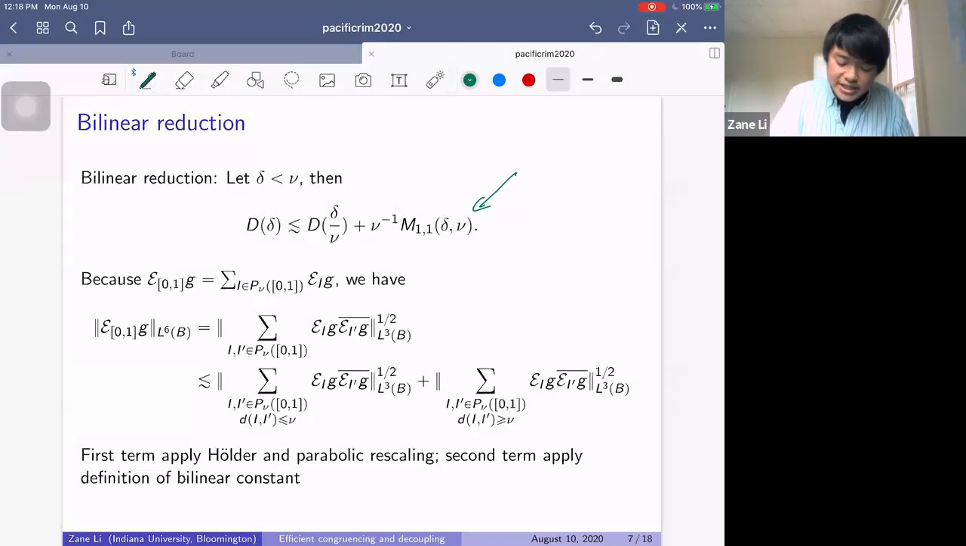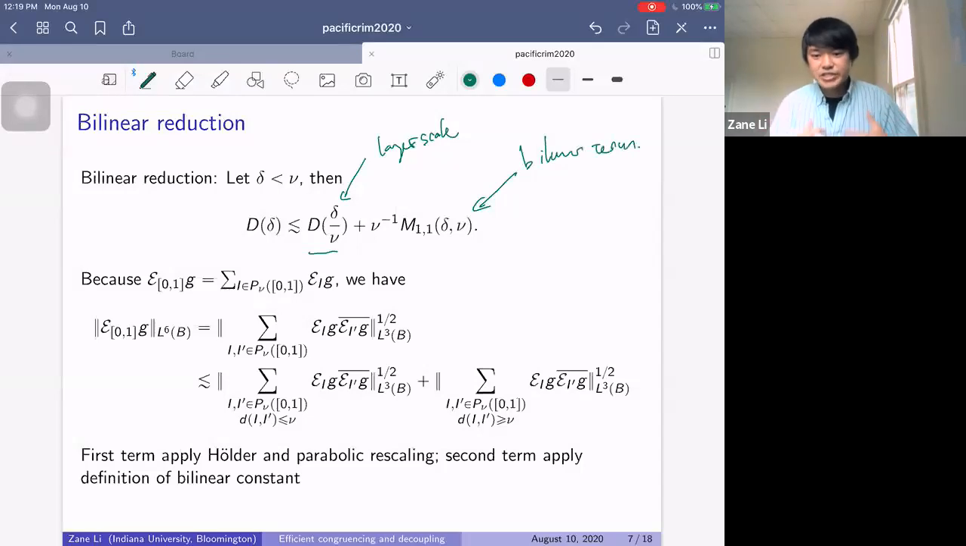So basically it says D of delta is controlled by two terms that are both advantageous. First, it's controlled by a term that is at a bigger scale. If this term was dominant, we went from delta to something bigger, and then we can just iterate this, moving to bigger and bigger until it's of size 1, and then we know how to decouple intervals of size 1. So that's beneficial. Or it's also bounded by a bilinear term, which has more cancellation, which is also advantageous.